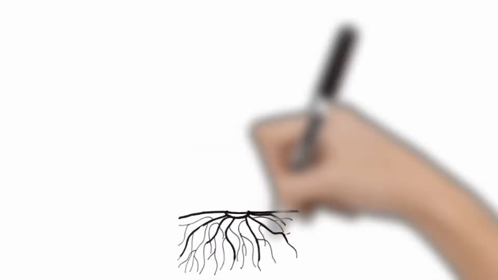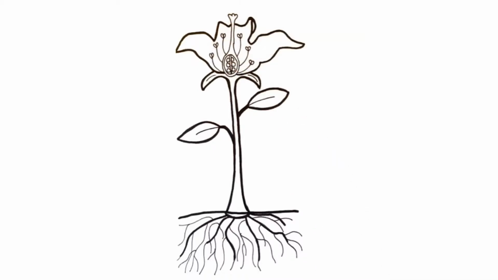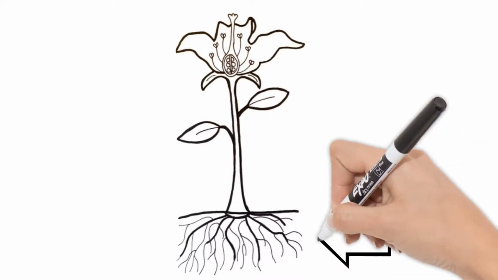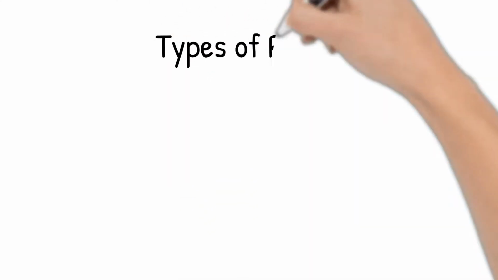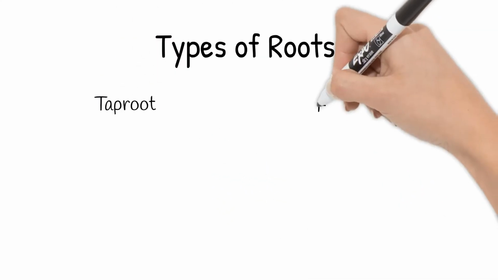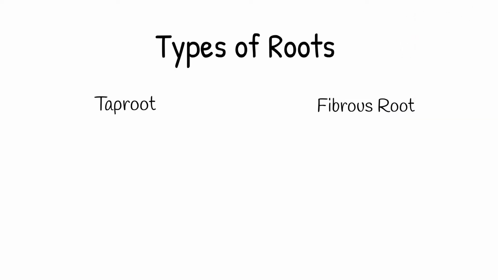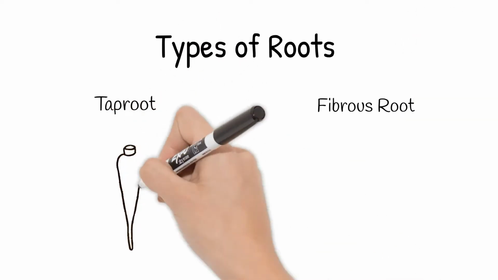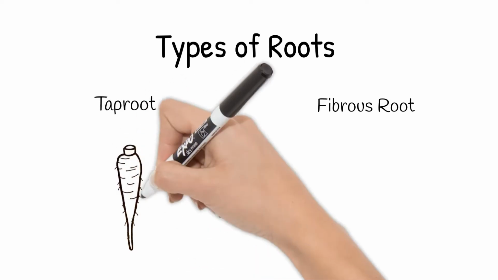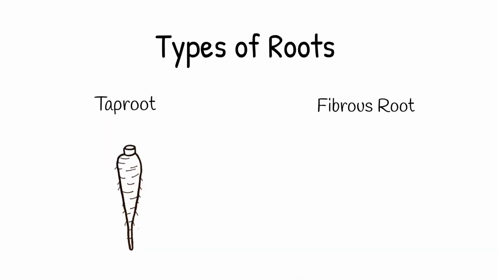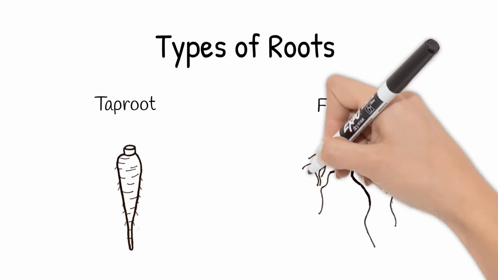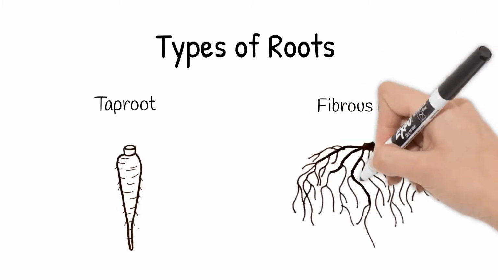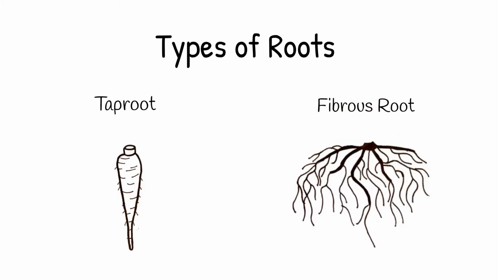In the next few videos, we'll have a look at the different parts of plants. Today, we'll learn all about the roots. There are two main types of roots, taproot and fibrous roots. Taproots have one solid root that is covered in little root hairs. Fibrous roots are dangly and spread out kind of like a spider web.